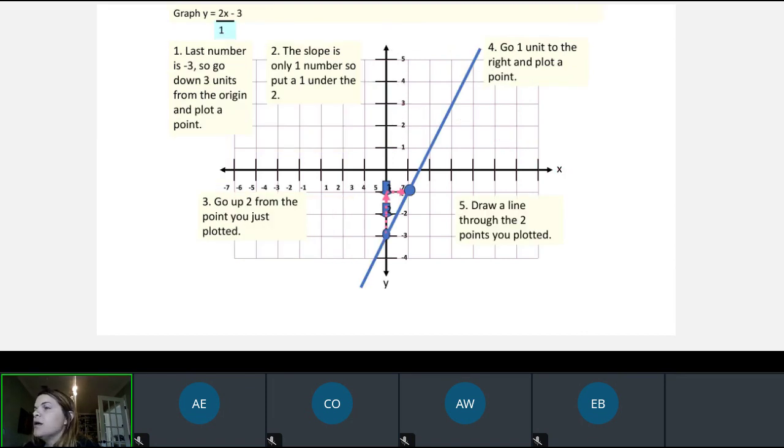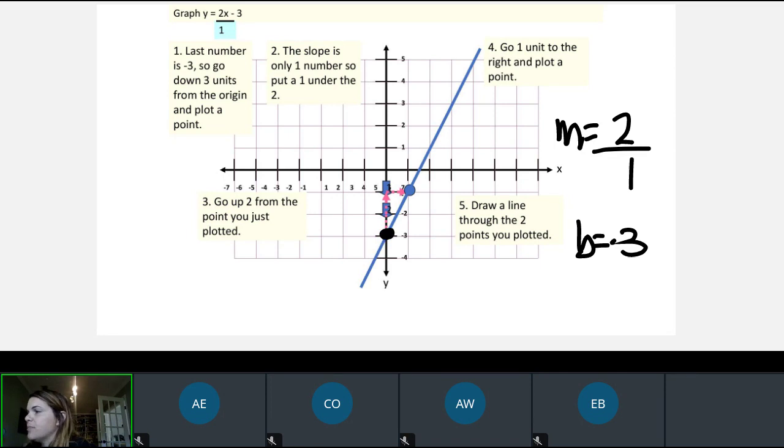Another example. This is graph the equation y equals 2x minus 3. So my slope is 2. When we have just a whole number as a slope, we're going to put it over the number 1. Okay? And then our y-intercept is going to be -3. So I would come down here to -3 and put a point. And now I use my slope. So the top number is positive. That means I'm going to go up 2 to the right 1.